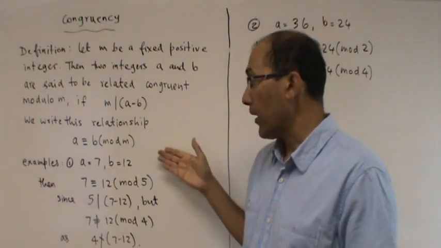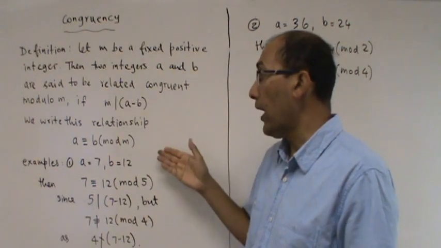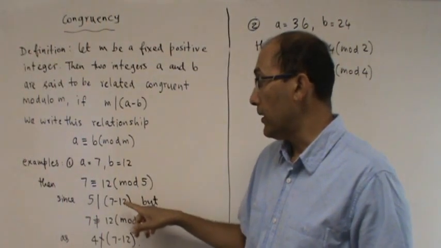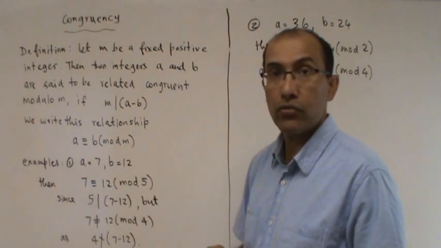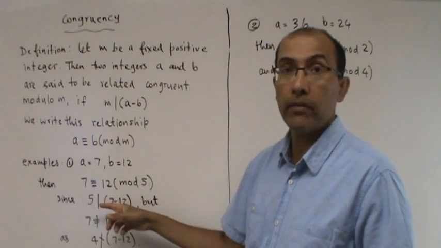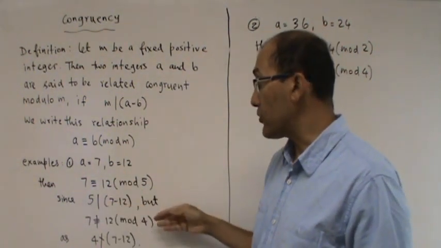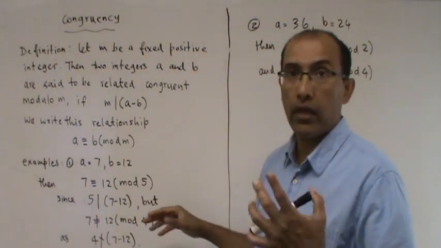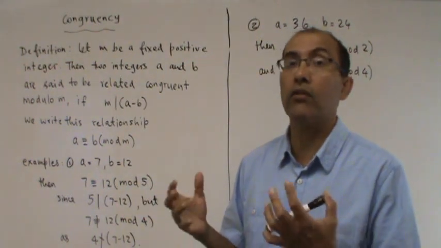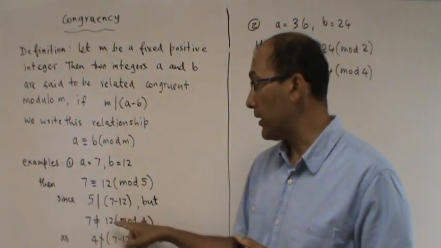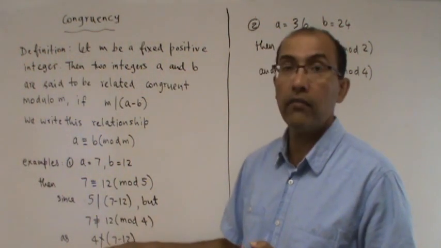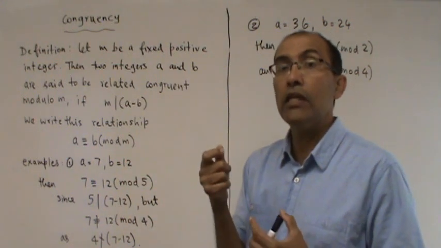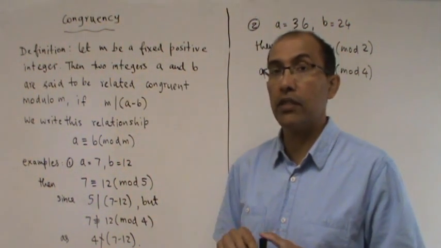So for example, if I have 7 and 12, I can get a connection between 7 and 12 through modulo 5, because 5 will divide 7 minus 12. So a minus b gets divided by 5. But of course, if I change my modulo and look at a different modulo, say modulo 4, then 7 and 12 are not connected, they are not related, they are not congruent modulo 4, because 7 minus 12 does not get divided by 4. Okay, so the modulo m plays the key role to see whether two integers are connected through that.